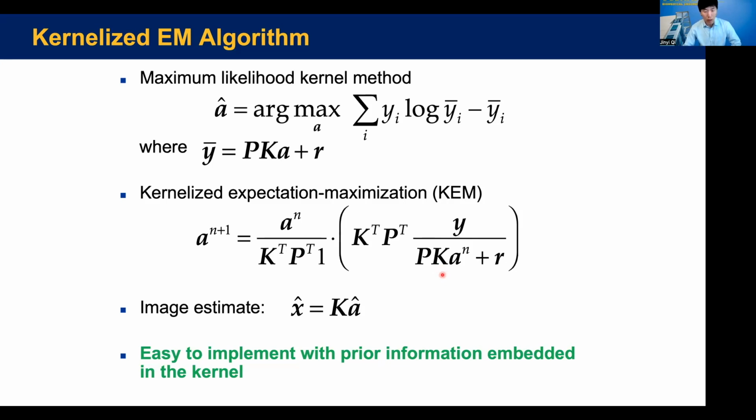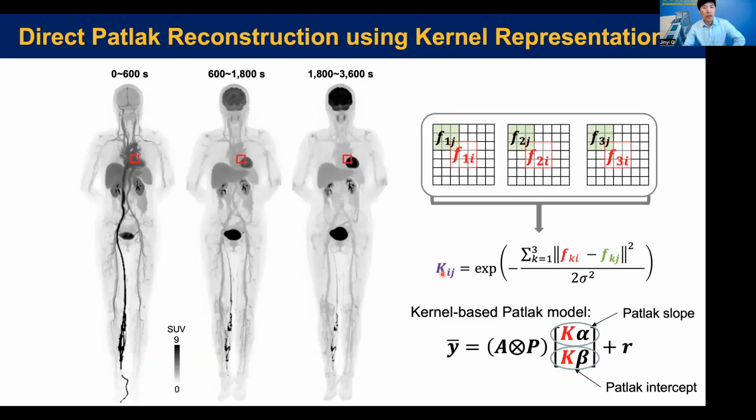To generate this kernel matrix, we need those attribute vectors. One way to get the attribute vectors for dynamic PET is to reframe this 1 hour scan, the 3600 second scan, into 3 longer frames. This is 10 minutes, that's 20 minutes, that's 30 minutes. Then we get those low-noise images. For each voxel, we pick a patch, and those 3 patches will form the attribute vector. That allows us to compute this kernel matrix.